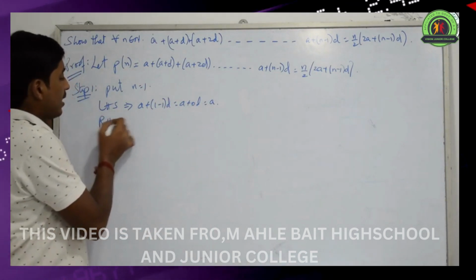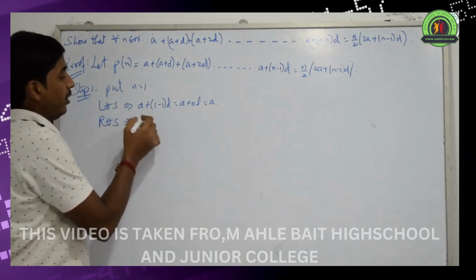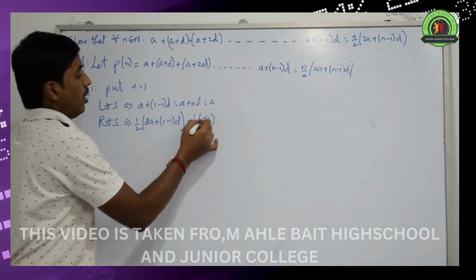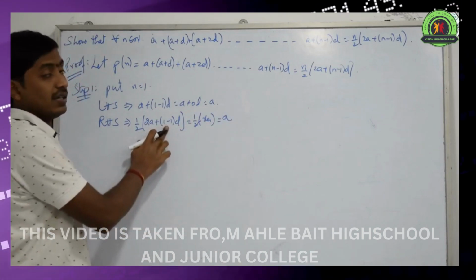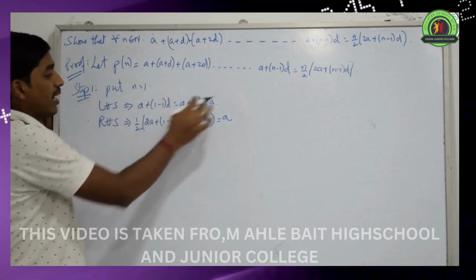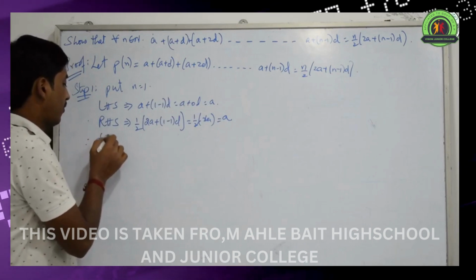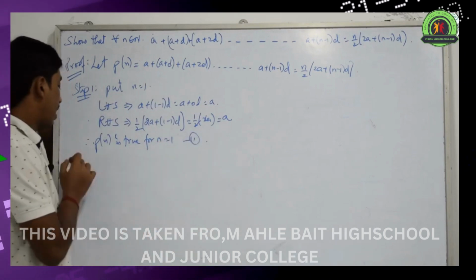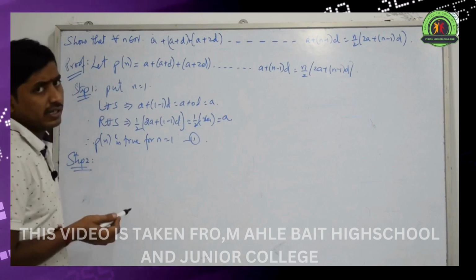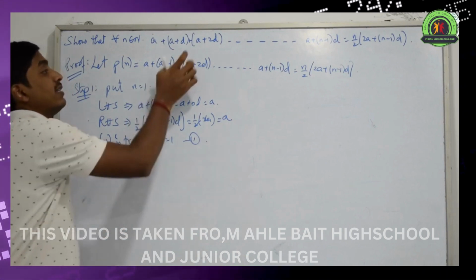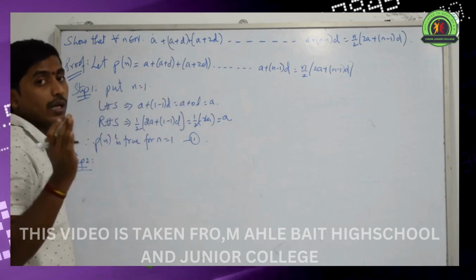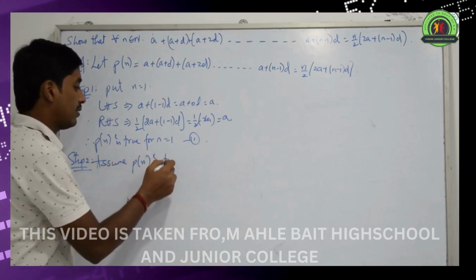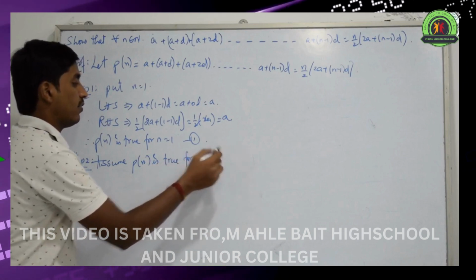What is RHS? RHS is 1 by 2 into 2A plus 1 minus 1 into D, that is half into 2A. 2 cancel, what is left is A because this will be 0D. Fine. LHS is equal to RHS. Yes, right. Therefore, P of n is true for n is equal to 1. Okay. And what is the next step? Step 2, as we know, is the assumption. We have to assume that this statement is true for n is equal to k. Assume P of n is true for n is equal to k.